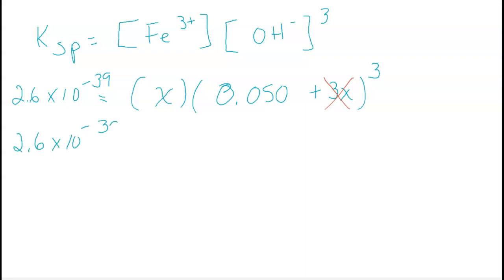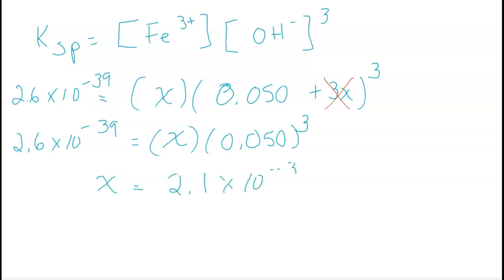2.6 times 10 to the negative 39 is equal to x times 0.050 all cubed. And so going ahead and solving this equation to 2 significant digits, I'm getting 2.1 times 10 to the negative 35. And that would be in moles per liter. Okay, so now is where I'm going to go back to the last question. And look at this. 10 to the negative 35 moles per liter, that is an extremely small value. So I can tell from that, going over here and getting rid of that 3x, the size of x compared to this is so minuscule that I think that was an appropriate and reasonable mathematical process to do.